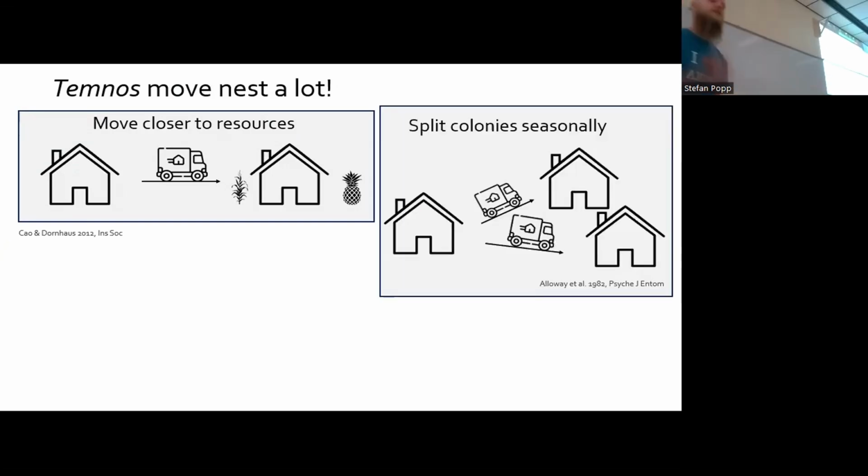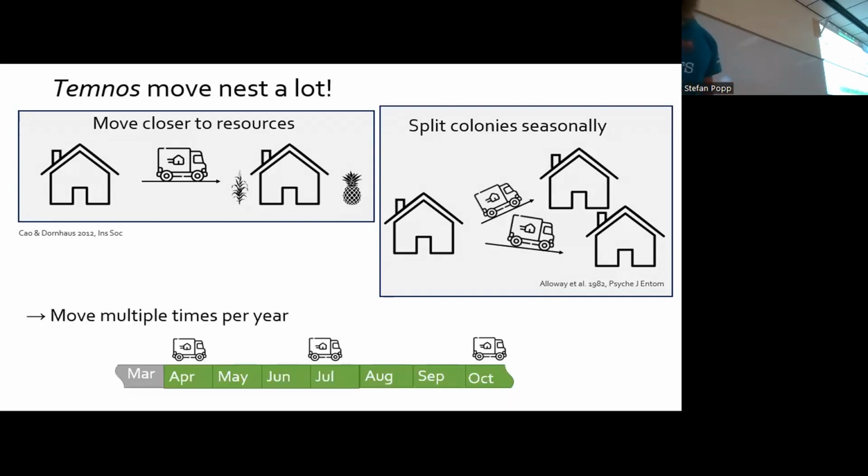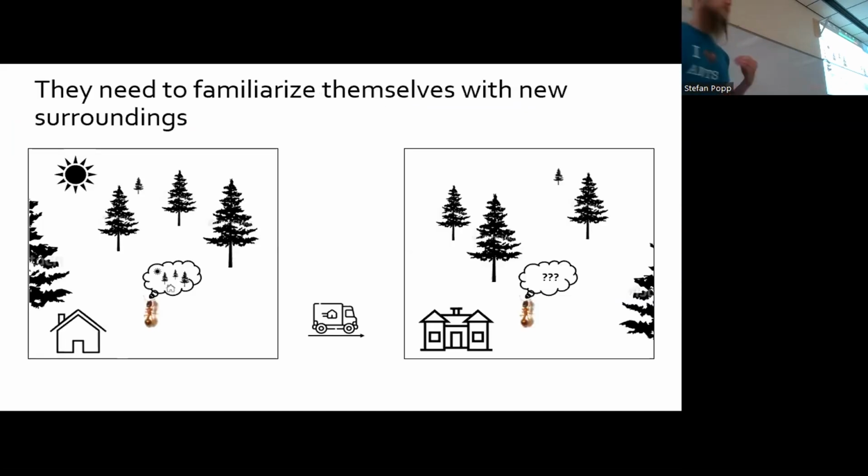They also split colonies seasonally. So in the spring, they split their colonies into multiple nests. And then in the fall, they consolidate back again into the same nest site. So that means that they move multiple times per year. And so whenever they are moving, it is important for them to familiarize themselves with the new environment around the new nest site so that they know where the potential risks or the resources are, and that they can find back home to the nest.